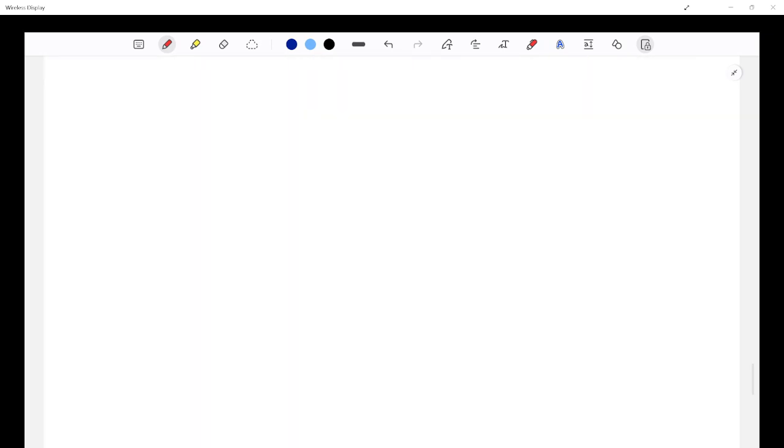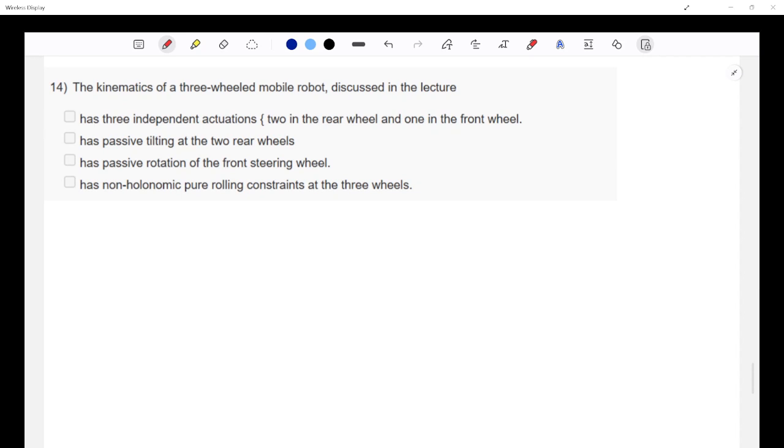Let's move to the 14th question. The kinematics of a 3-wheeled mobile robot discussed in the lecture has 3 independent actuations, 2 in the rear wheel and 1 in the front wheel, has passive tilting at the 2 rear wheels, has passive rotation of the front steering wheel, has non-holonomic pure rolling constraints at the 3 wheels.